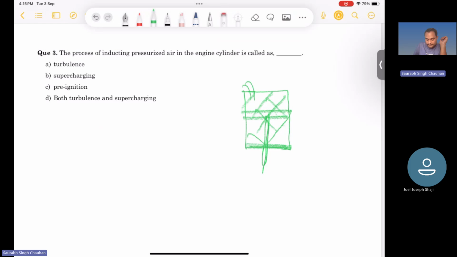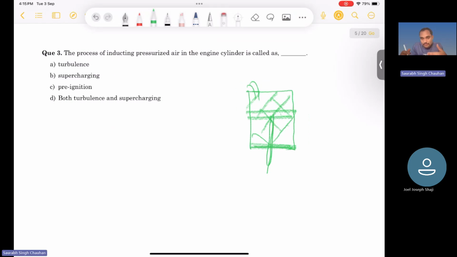Whatever the volume of the cylinder is and whatever the density of atmospheric air is, that much air you can take inside the cylinder without any special technique. You also know that if you want more power, you will have to burn more fuel, and if you want to burn more fuel, then you will need more air, right? But since the volume of this cylinder is constant, there is a restriction on the volume or the mass of air. But if you want more air, what you can do is send the pressurized air or compressed air inside the cylinder, right?